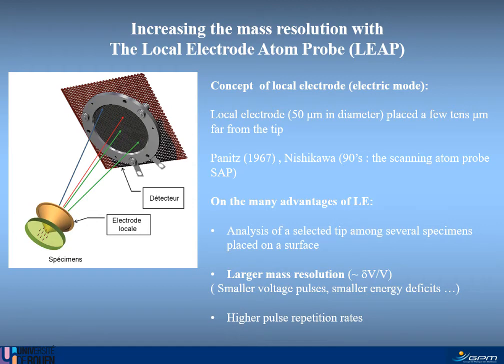Also, with a local electrode, you can have a larger mass resolution because you can have a smaller pulse, and so the mass resolution is better. You've got smaller energy deficits. And also with a local electrode, you can have higher pulse repetition rates, because it's easier to get higher pulse repetition since the voltage applied on the local electrode is smaller.